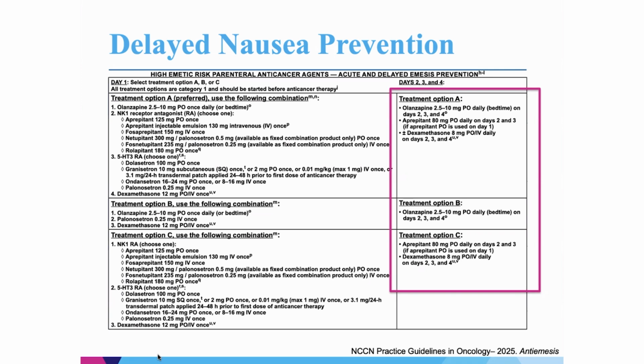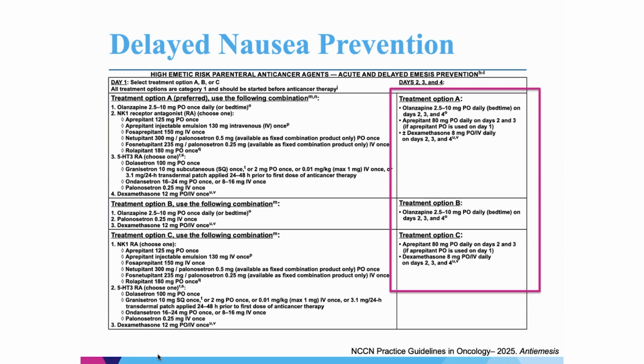I would say in our institution, what people that are getting a high emetic risk regimen get is they will get palazestrant 0.25 once. They will get dexamethasone 12 milligrams. They will get fosaprepitant 150 IV once, and they will get olanzapine 5 milligrams once. So that's what they get if they're getting a high emetogenic treatment. They'll get that when they come in to get their treatment on the first day of the cycle.